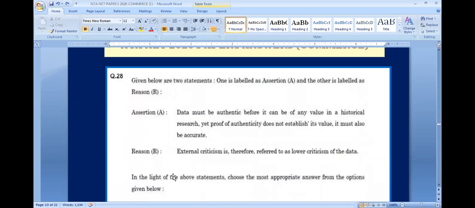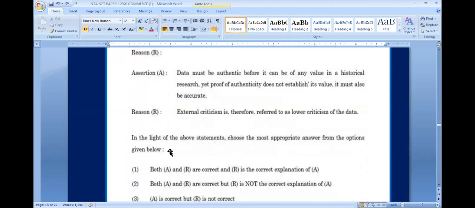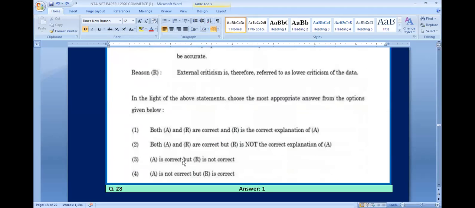Now forget about assertion. Come to reason. Read the reason as a statement. External criticism is therefore referred to as lower criticism of the data. Yes, true. So when R is true, you rule out 3. Cancel it. So 3 and 4 is ruled out. Now answer is between 1 and 2.